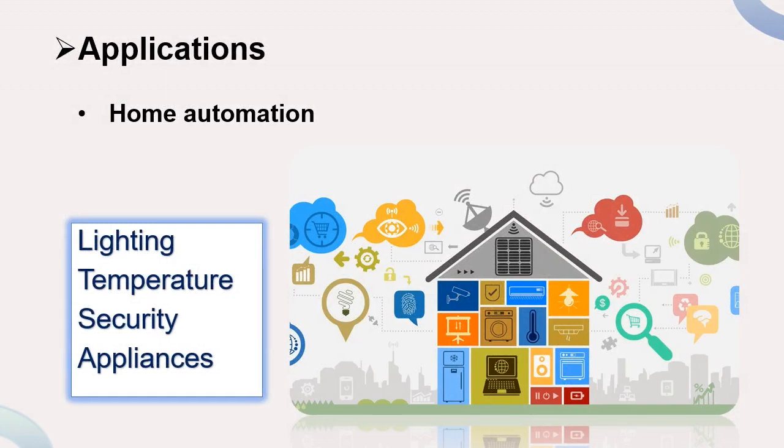Arduino can be used for a wide range of projects including home automation, robotics, IoT, data logging, and environmental monitoring. These are just a few examples, and applications of Arduino are continuously expanding. In home automation applications, we try to control and automate various household systems such as lighting, temperature, security, and appliances.